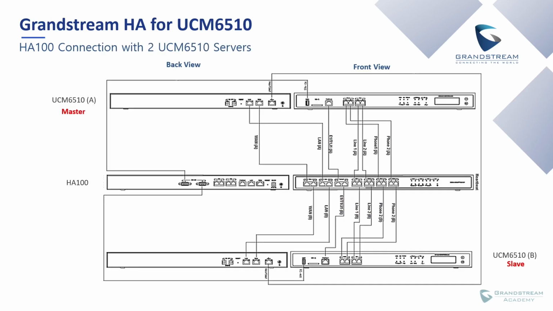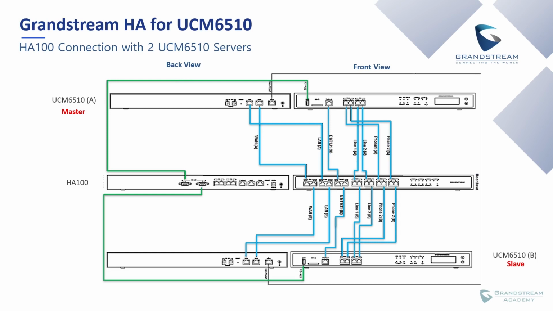In a connection between HA100 and two UCM 6510 units, one UCM 6510 will function as the primary server and provide online services. The other UCM 6510 will function as a backup server and will not provide services until the primary server is down. Connect respectively the UCM line ports, FXO, phone port, FXS, E1, T1, J1 ports, WAN ports, and LAN ports to the HA100's respective ports, as you can see. Use the USB to RS485 serial cable to connect the UCM USB port to the RS485 port on the HA100.